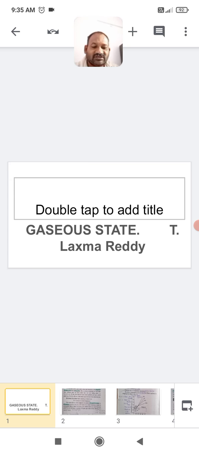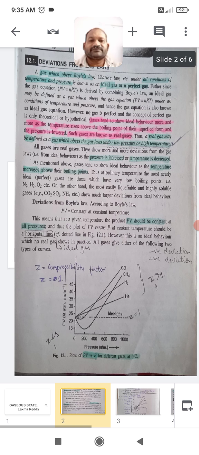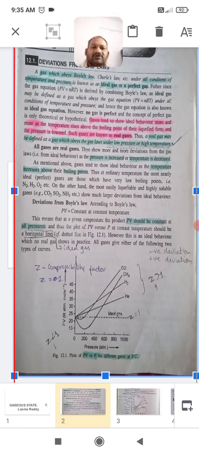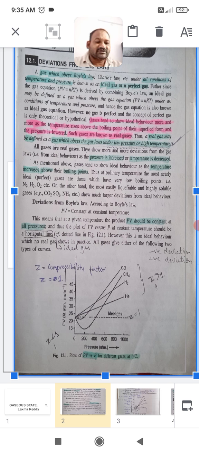First of all, we have to see what the gaseous state is, and what Boyle's law, Charles' law and Avogadro's law are. In this chapter, a gas which obeys Boyle's law, Charles' law, etc., under all conditions of temperature and pressure is known as an ideal gas or a perfect gas.